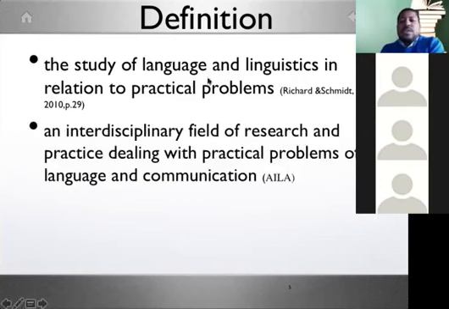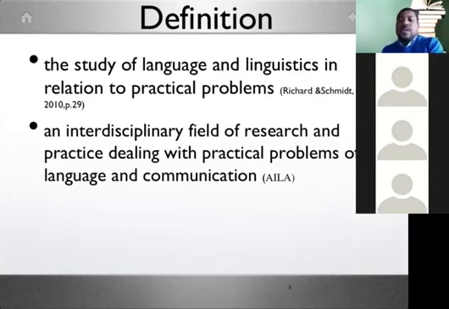A second definition is that applied linguistics is an interdisciplinary field of research and practice, dealing with practical problems of language and communication. This definition is produced by the International Association of Applied Linguistics. We'll mention this association later on.